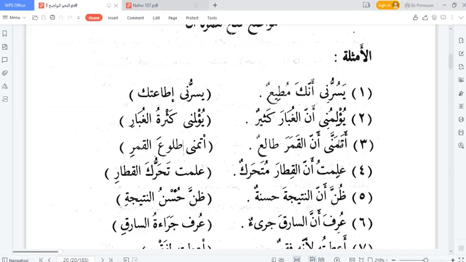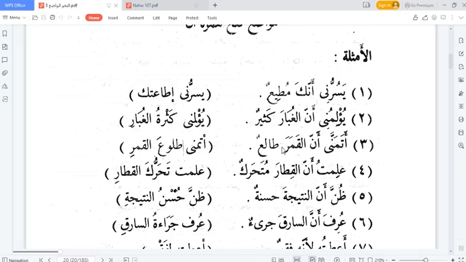They correspond in meaning. Atamanna anna al-qamara tali'un. I wish that the moon is rising. Maybe we are in the afternoon. So I wish that the moon is rising. So it can be converted, or it can be said to be atamanna tulu al-qamari.